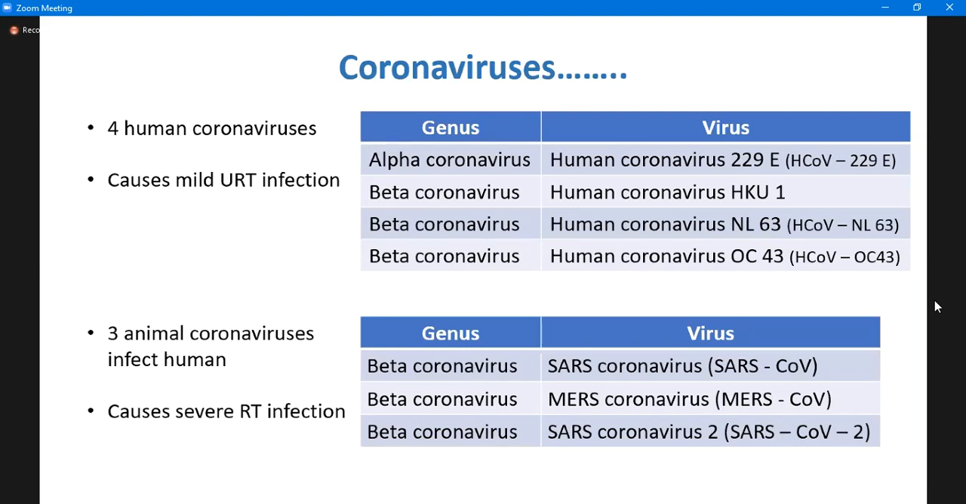They produce severe respiratory tract infection in humans. The first one is the SARS coronavirus or SARS-CoV, which is responsible for the SARS outbreak. The second one is the MERS coronavirus, which is responsible for the MERS outbreak. The last one is SARS coronavirus 2, which is responsible for the current COVID-19 pandemic.